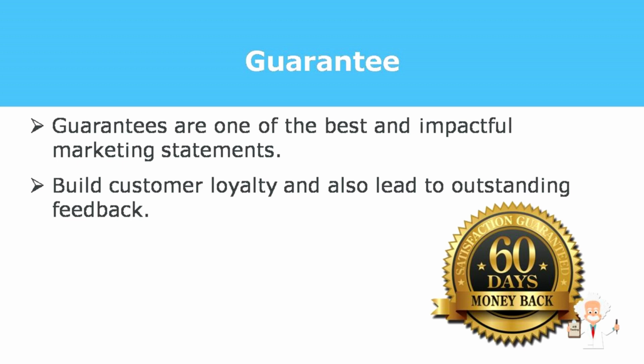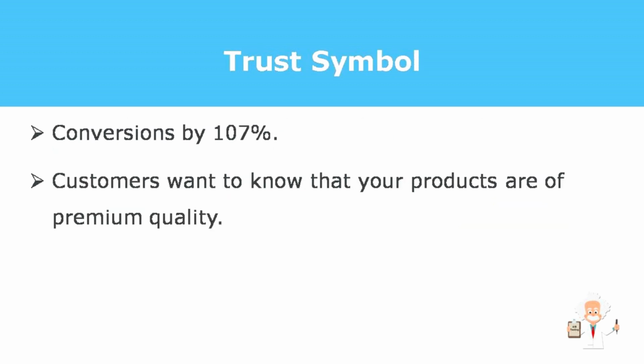This implies to your readers that you're a trusted company. Trust symbol. This is also a great way to increase conversions with guarantees. If you can replace your guarantee with a trust symbol, it will boost conversions by up to 107%. This is one of the reputation and rapport building elements you can consider putting into your sales copy. The reason is customers want to know that your products are of a premium quality. Trust symbols also prioritize authenticity over low prices, so it's worth showing them.